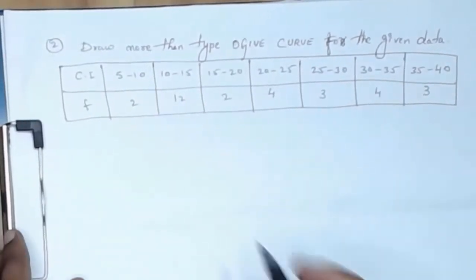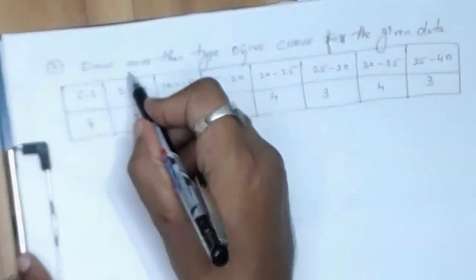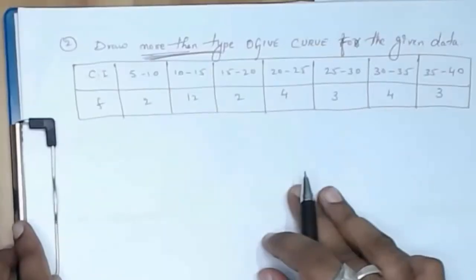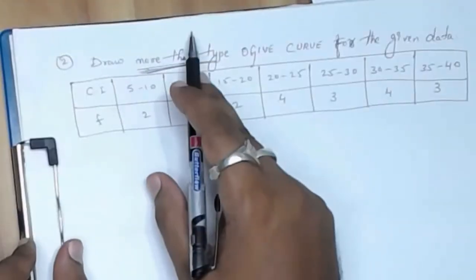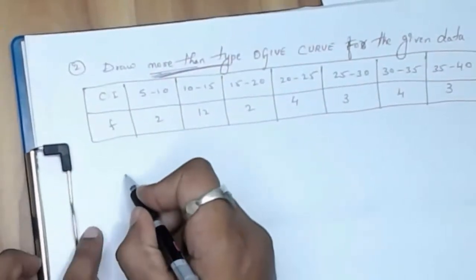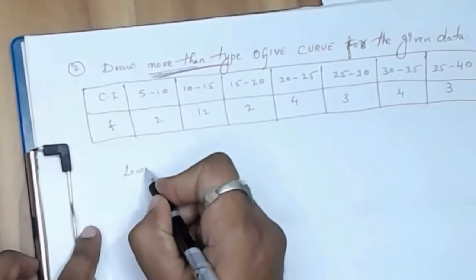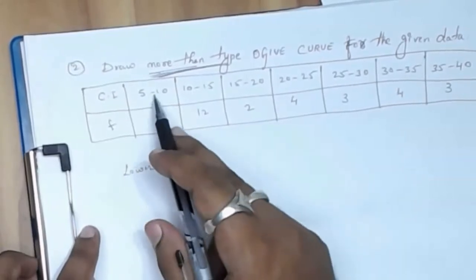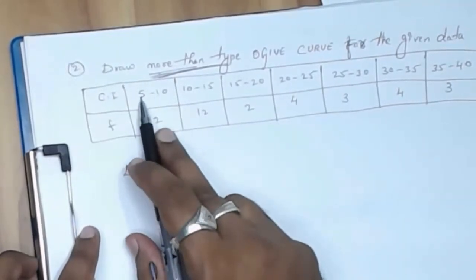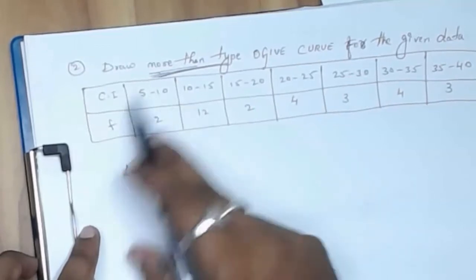Step number 1. Which type of curve they are asking us to solve? More than type. Be careful, we are solving for more than type. How to solve? More than. What is the opposite of more? Less. Less means lower limit. Lower limit, correct? So lower limit means we have to take less values, that is more than, right?